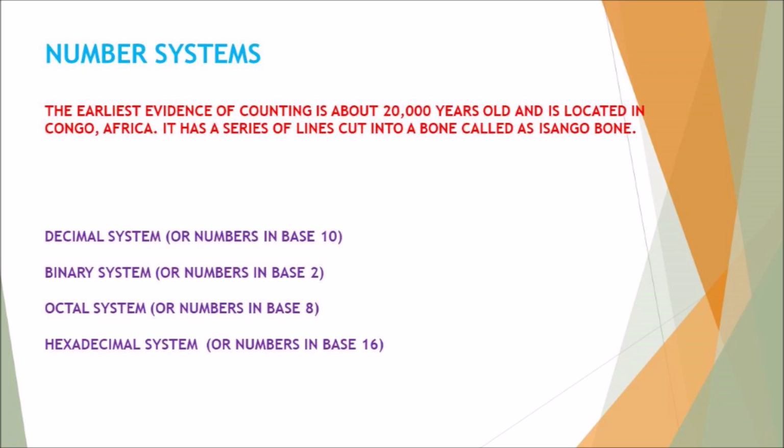And the next one is the octal number system. This number system has the base value 8. So it has 8 numbers, starting from 0 to 7. And the last one is the hexadecimal number system. The base value is 16. So it has numbers starting from 0 to 15. So these are all the common number systems that are used in computers. Let us see them one by one in detail.